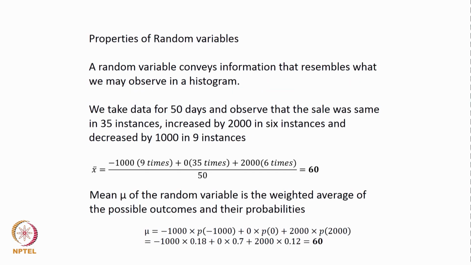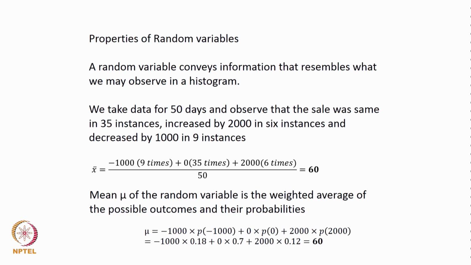Now what are some properties of random variables? A random variable conveys information that resembles what we may observe in a histogram. We take data for 50 days and let us say the sale was the same in 35 instances. The sale increased by 2000 in 6 instances, decreased by 1000 in 9 instances from the base value. So x bar, the expected value of the change in sale, is minus 1000 into 9 times, because it decreased by 1000 in 9 instances, plus 0 into 35 times, there was no change 35 out of 50 times, plus 2000 increase, so 2000 into 6 times divided by 50, which becomes 60.